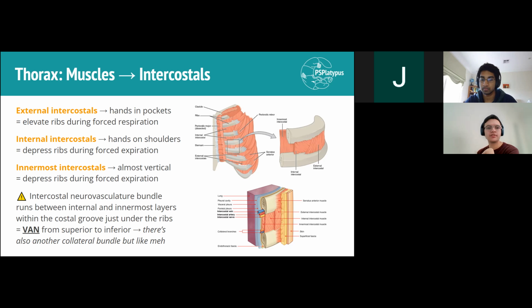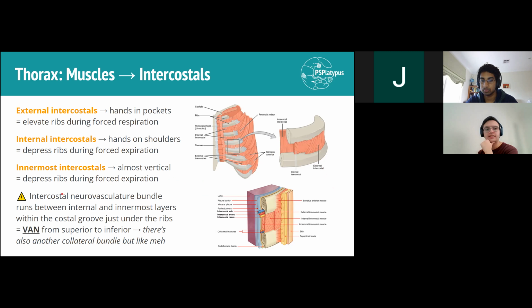And then finally, the innermost intercostals pretty much do the same thing as the internal. The only thing that's different is the anatomical direction of the fibers. They're more vertical, so not directly vertical, but a little bit more vertical. You can see that here. External intercostals going down and towards the center of the body. The internal intercostals going down and towards the lateral aspects of the body. And then the innermost intercostals just going directly down, almost. So they all do similar things.